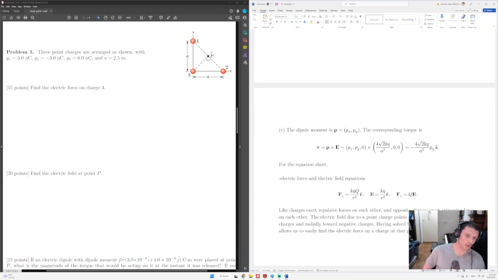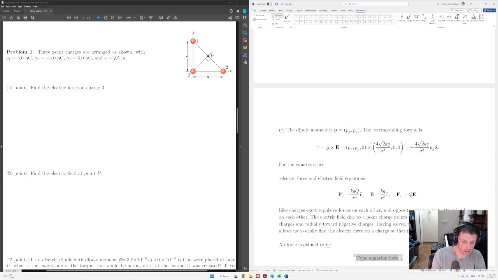Let's see, what else did we talk about? I don't think I need to write this down, but I really have to stress you want to look for symmetry, because this problem is full of it, and it can potentially make it way easier for you to solve. I guess the only other thing we needed was the dipole. So let's say a dipole is defined to be, I think this is how it's written.